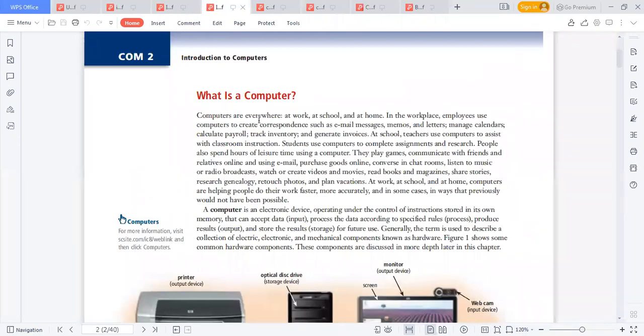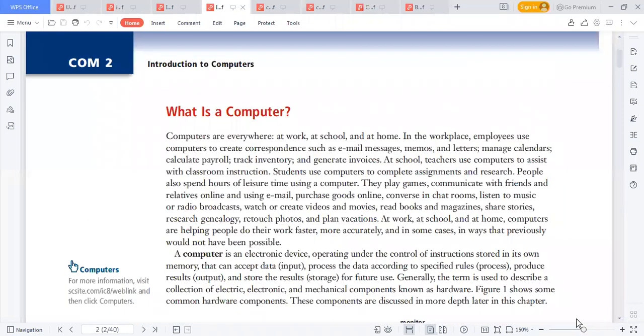So computers are everywhere at work, at school, and at home. We are using them everywhere actually. In the previous lecture, we discussed the uses and applications of computers. In the workplace, employees use computers to create correspondence such as email messages, memos, and letters, manage calendars, calculate payroll, track inventory, and generate invoices.